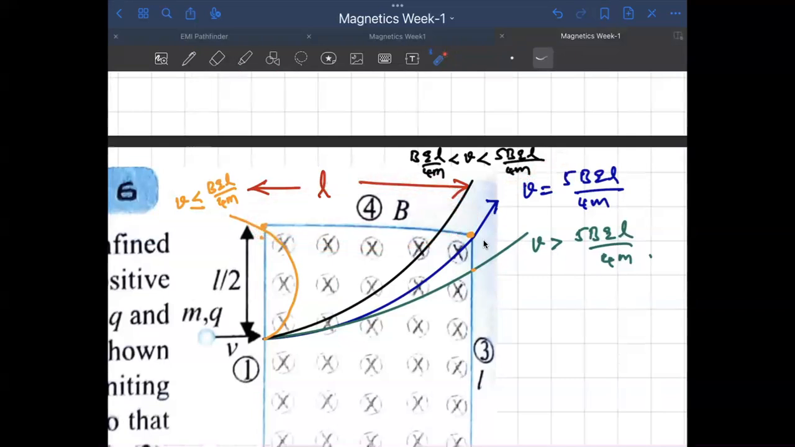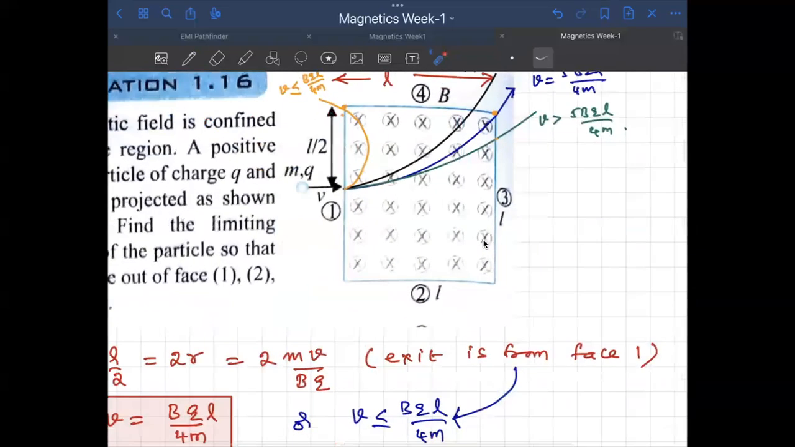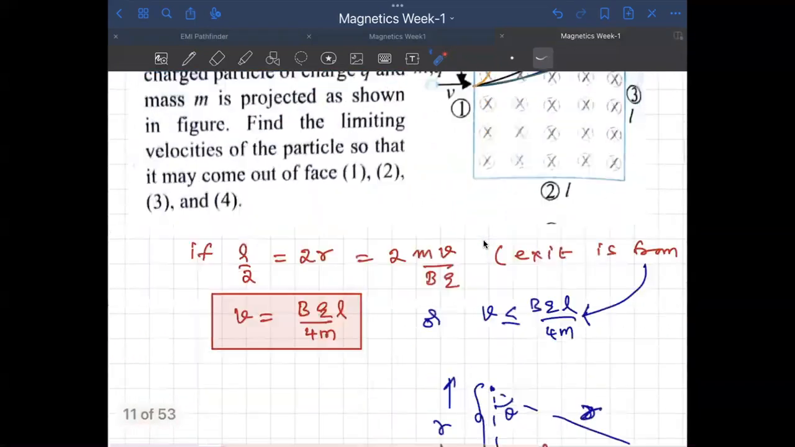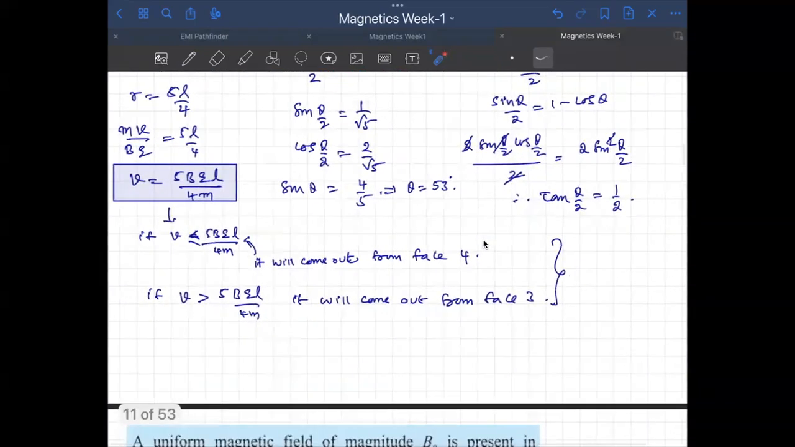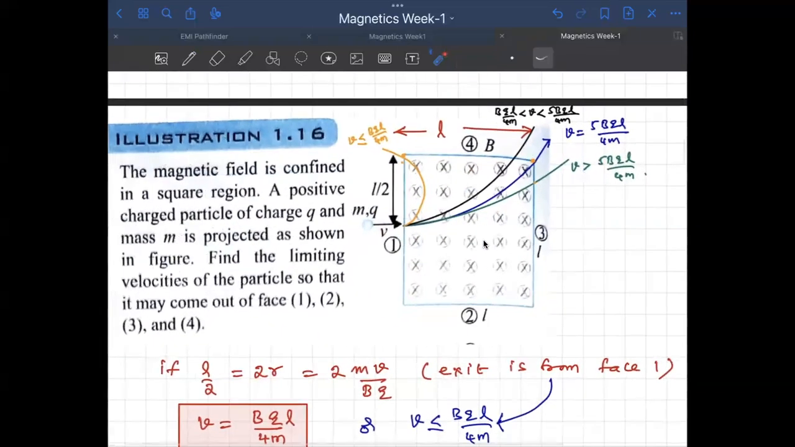through face 4. What if it is more than 5BQL by 4M? It comes out through face 3. Is it possible to come out through face 2? No. So long as it is positively charged, it will never come out through face 2. So that also you should mention. So I have given the detailed condition, but still I am asking again, are you clear about this? Right.